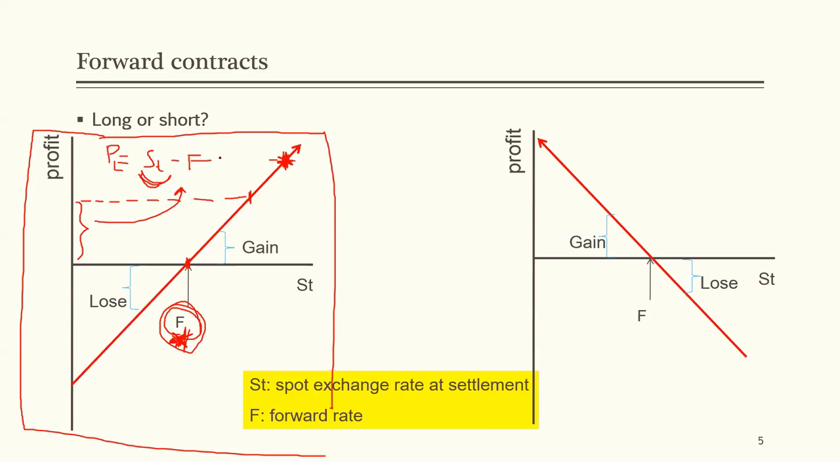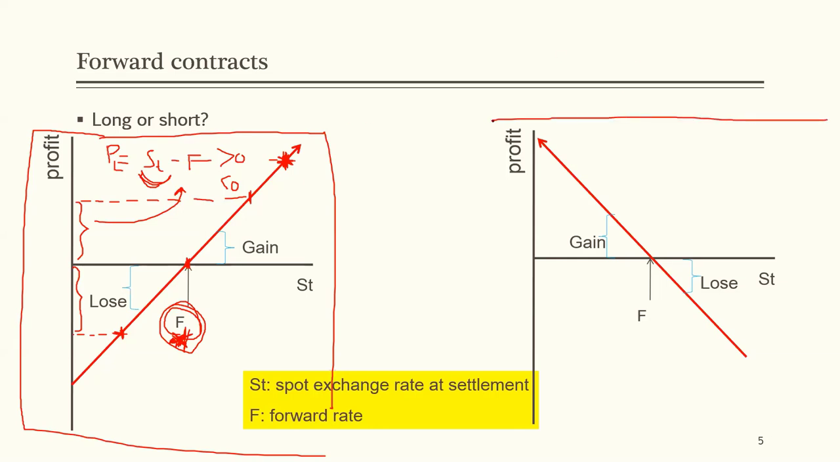So for a long position, every time when ST is higher than F, you are better off relative to everyone else. In contrast, if the market is here, so the future spot rate is here, so everyone else in the market would be buying the currency at a lower rate, whereas I will be buying the currency at a higher rate, okay? So in this case, I am worse off, and therefore my payoff function would be negative, okay? So when you have a long contract, you're looking at an upward trending line.